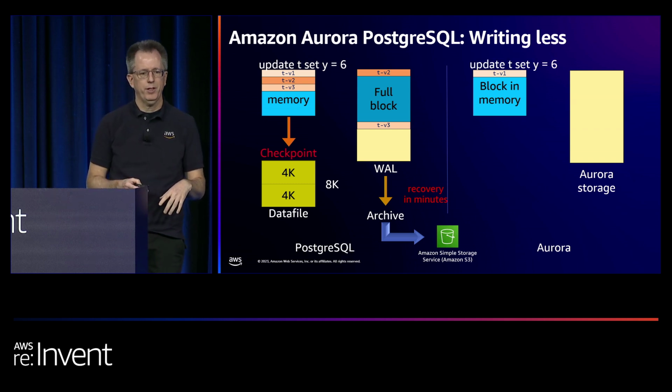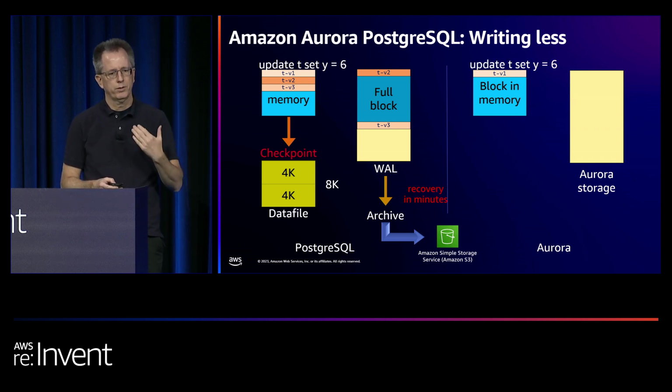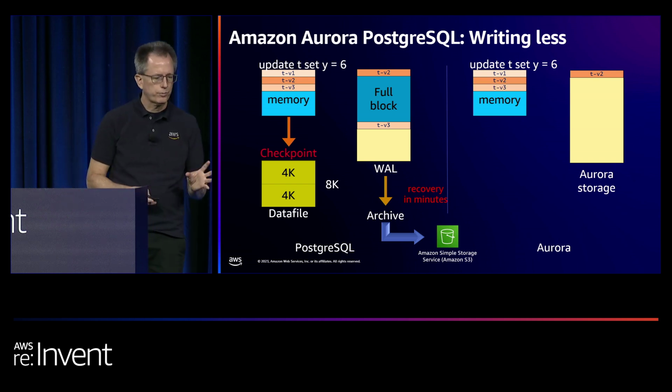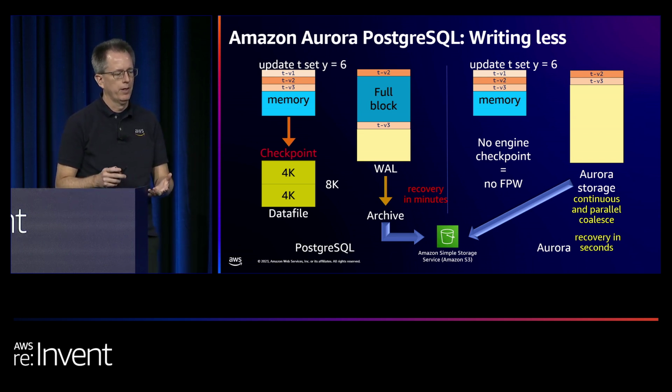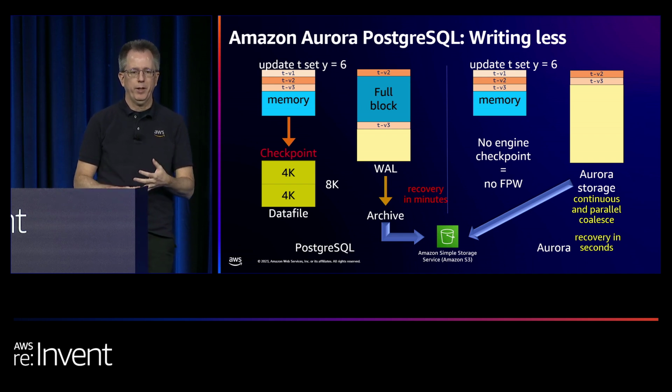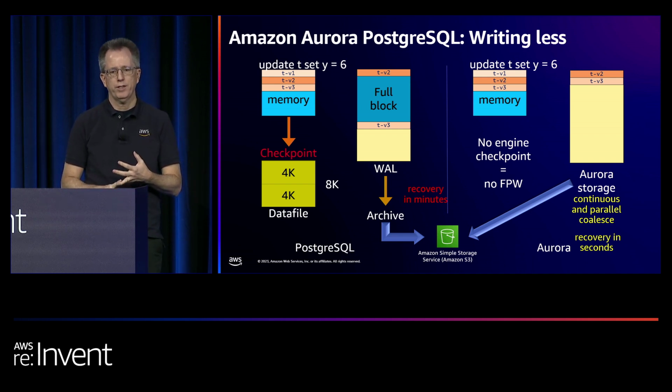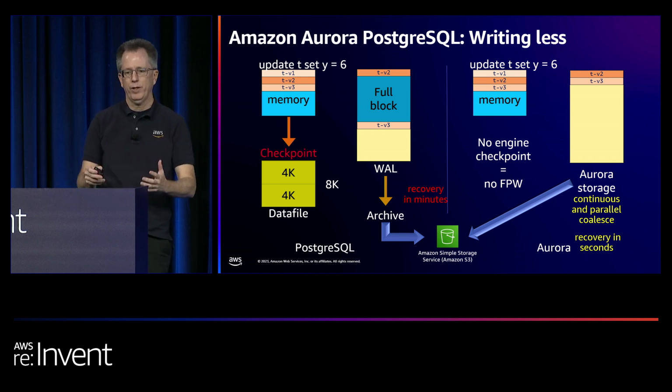We do that same update on Aurora. The only thing going to storage is the log vector, right? The change. Whether it's the first tuple, the second tuple, the third tuple, doesn't matter. It's always the same. So we don't actually do any checkpointing and no full page writes, so a lot less work, right? We continuously and in parallel coalesce those log writes into blocks, and I'll show you more detail on the next slide. And the key to that is the recovery is now happening in seconds instead of minutes. So we're doing less work, and we have better recovery time.